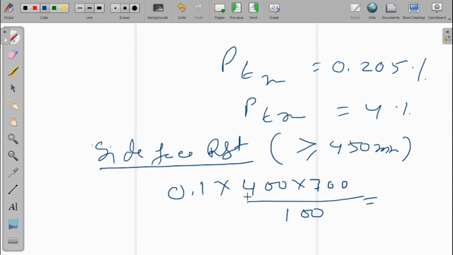So here the web area is basically 400 by 700, because our section is 400 in this direction and 700 in this direction. Okay, by mistake I have written 300. So how much is this coming? This is coming 280 mm square.